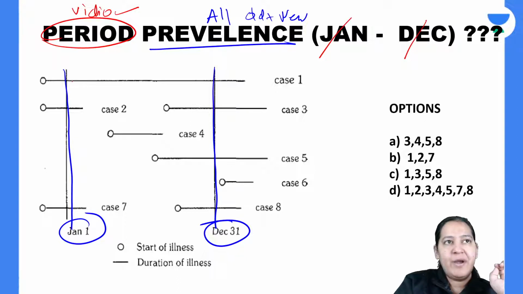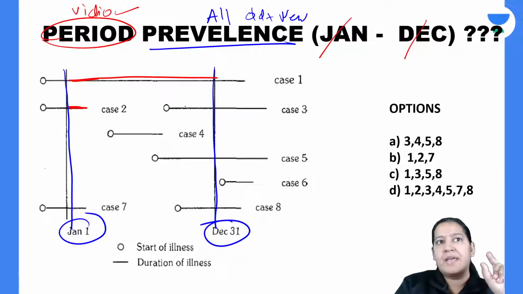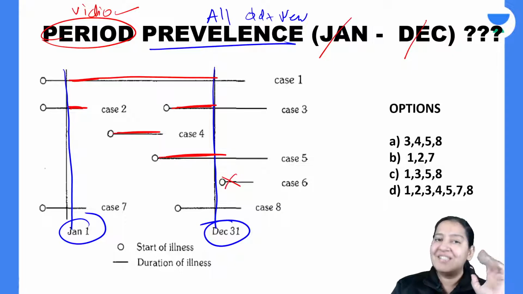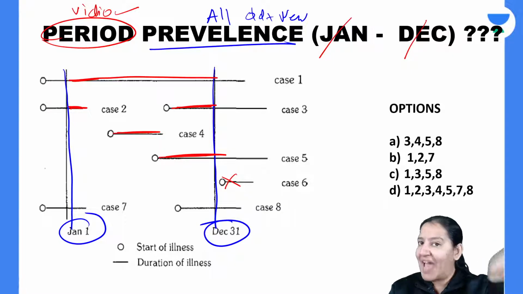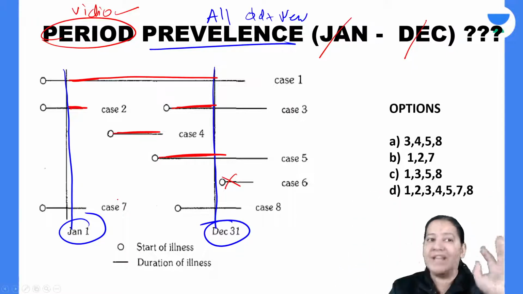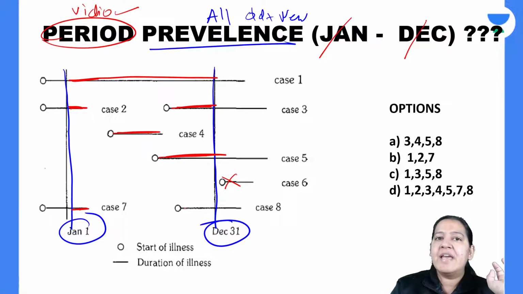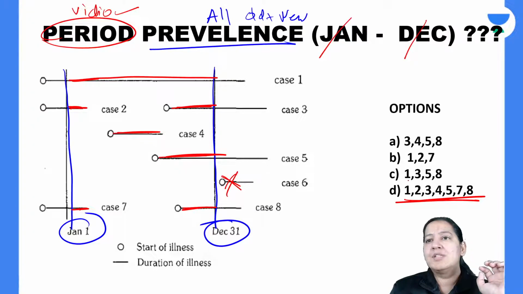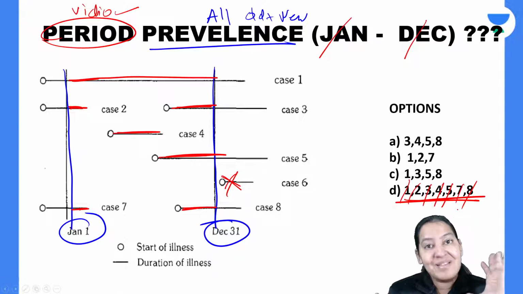So between these points, case 1 is crossing this point. You see, case 2 is also a little bit crossing. Case 3 is also there in this point. Case 4 is also there. Case 5 is also there. But case 6 is not there. Case 6 is diagnosed as well as carried on after 31st December. I will not include it. It is not coming between 2 blue lines. Case 7 a little bit is there. Case 8 a little bit is there. So excluding 6, all are the options. So it is 1, 2, 3, 4, 5, 7, 8, not 6. So you have to understand the concept.